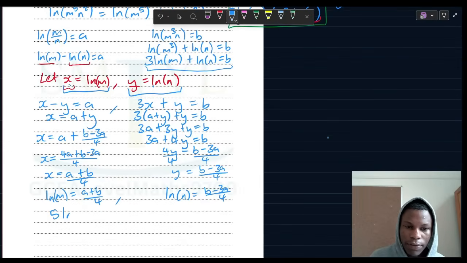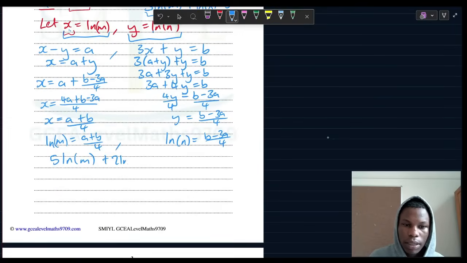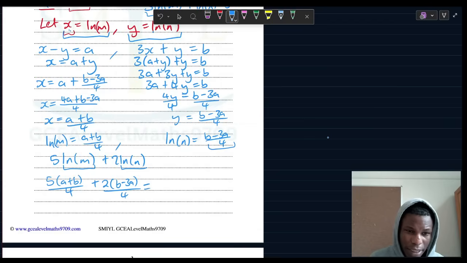So that's 5 times the natural logarithm of m plus 2 times the natural logarithm of n. So we can just substitute in here. We know that this here is (a plus b) over 4. So that's 5 times (a plus b) over 4. Plus, we know that this here is (b minus 3a) over 4. So we've got 2 times (b minus 3a) over 4. Let's just simplify this. In fact, we can put everything over one common denominator, right? Because 4 and 4 here.